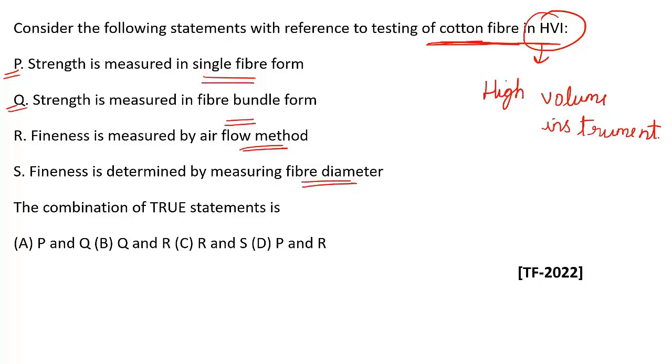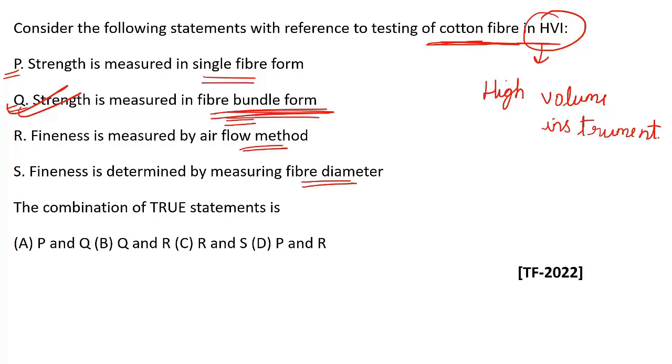In the case of the HVI system, these systems are based on fiber bundle testing. That is, fiber bundle strength is measured in HVI. Many fibers are checked at the same time and their average value is determined. On which principle is HVI based? HVI uses the constant rate of elongation principle during testing of the fiber samples. So option Q is correct. It is measured in fiber bundle form.